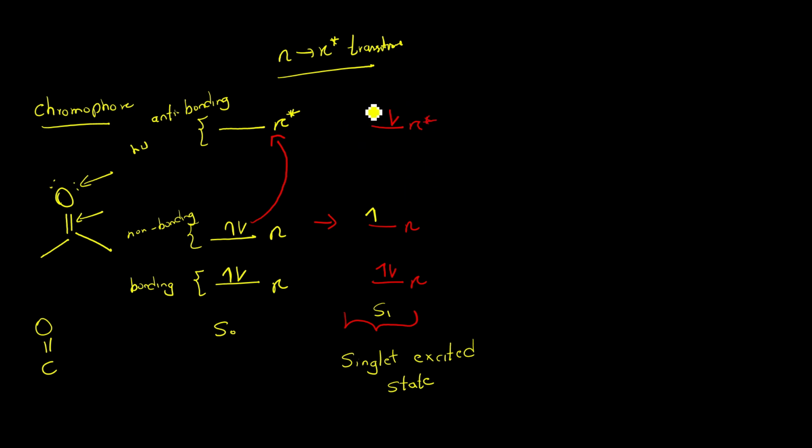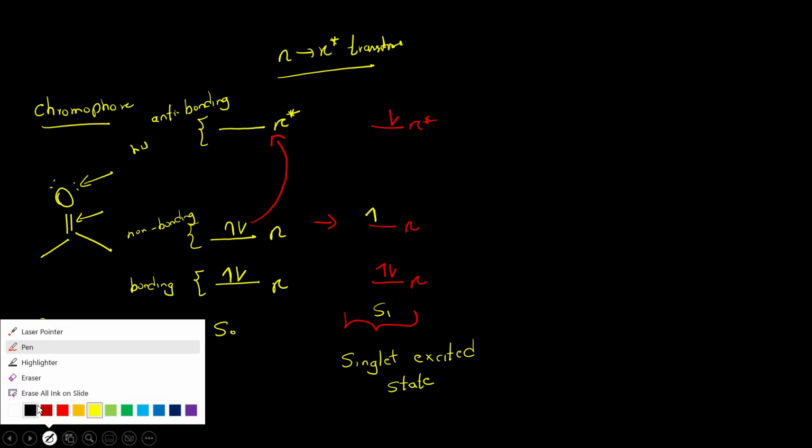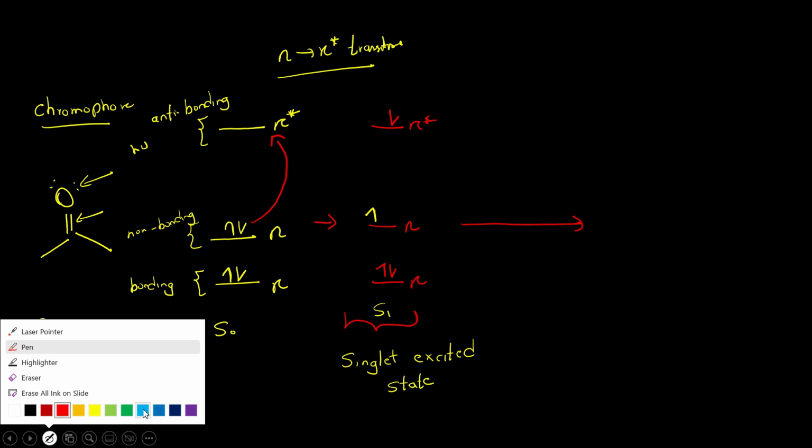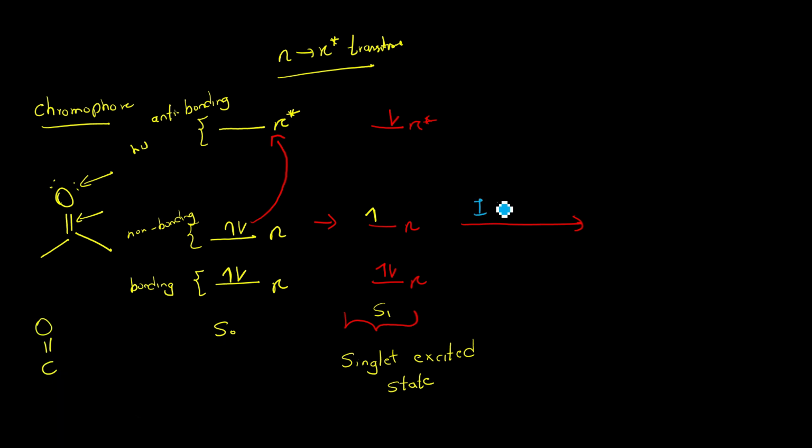Now this is the singlet excited state. If you remember, after the formation of the singlet excited state, there is another possibility, which is intersystem crossing. The intersystem crossing can happen. What happens now? Here we have the same orbitals. Nothing is changed here. The only change is the spin. The spin is going to be changed. Now this is called the triplet excited state.